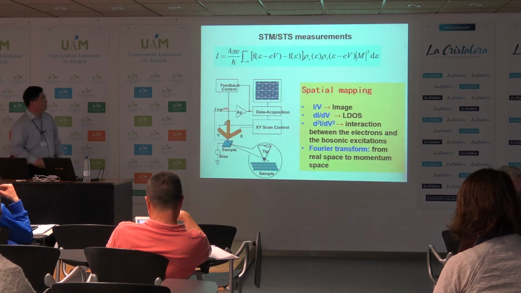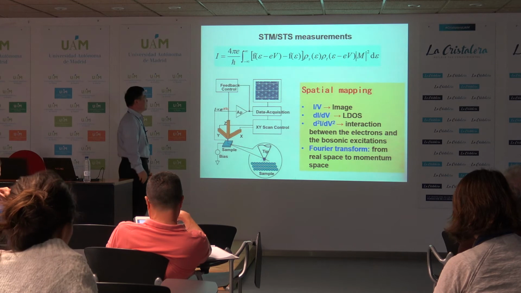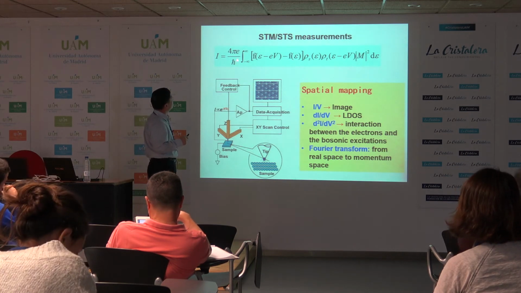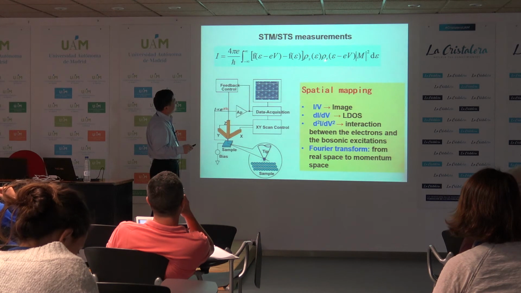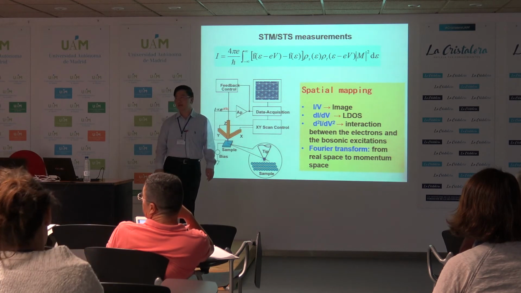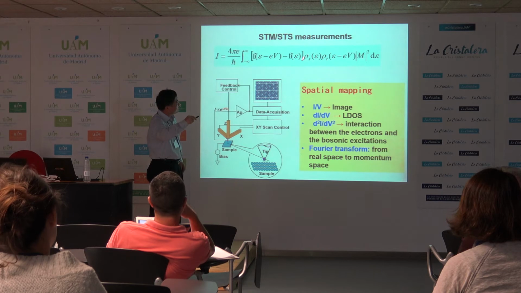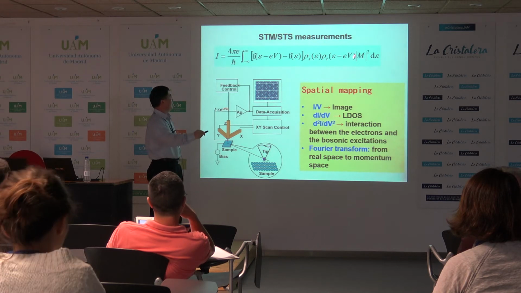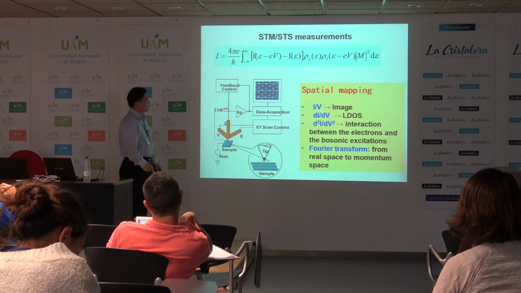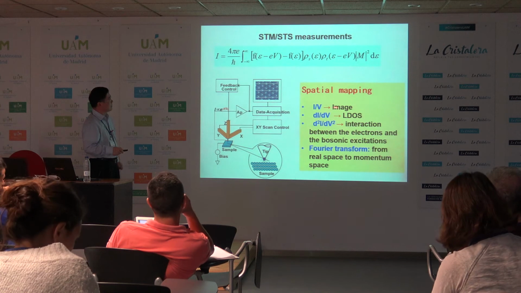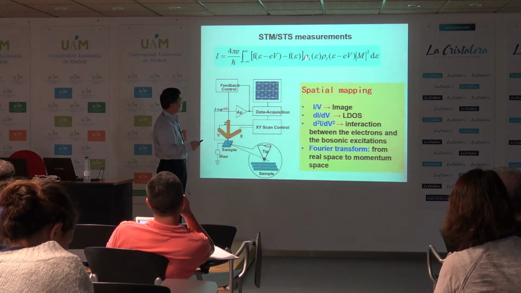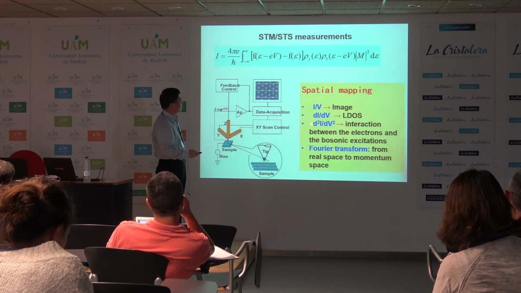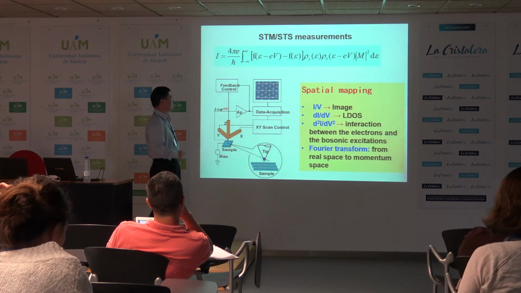Okay, so we use STM, as reviewed by Peter very nicely. STM just measures the tunneling current based on quantum mechanics. We use a tip. The density of states should be quite uniform at large energy, and then we are measuring the density of states in the superconducting state. We have this tunneling matrix element. The good thing is that STM can not only image but also measure dI/dV, which is proportional to the quasiparticle density of states. And even with the second derivative, you can measure the interaction between electrons and bosonic excitations.